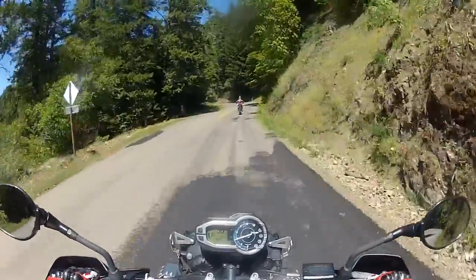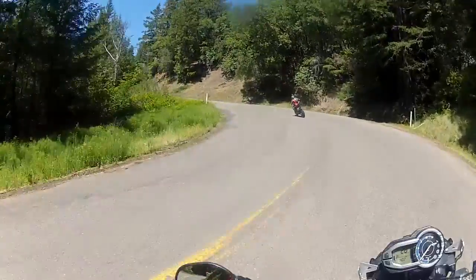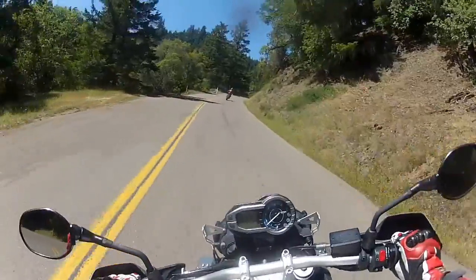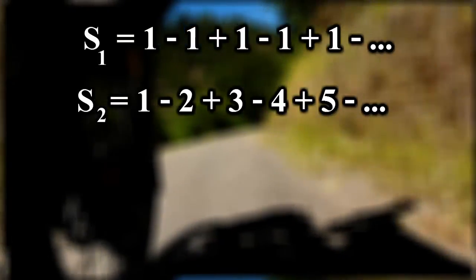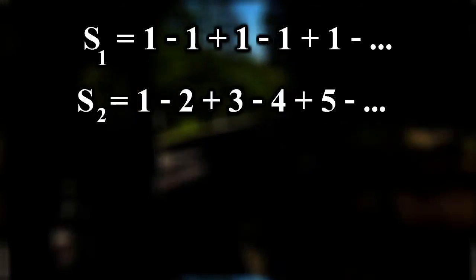Hooligan. All right, so the first one was S1, and that was 1 minus 1 plus 1 minus 1 plus 1 minus 1, etc., etc., etc. All right? The next one... He is such a hooligan. The next one's going to be S2, and that's going to be 1 minus 2 plus 3 minus 4 plus 5 minus 6, etc., etc.